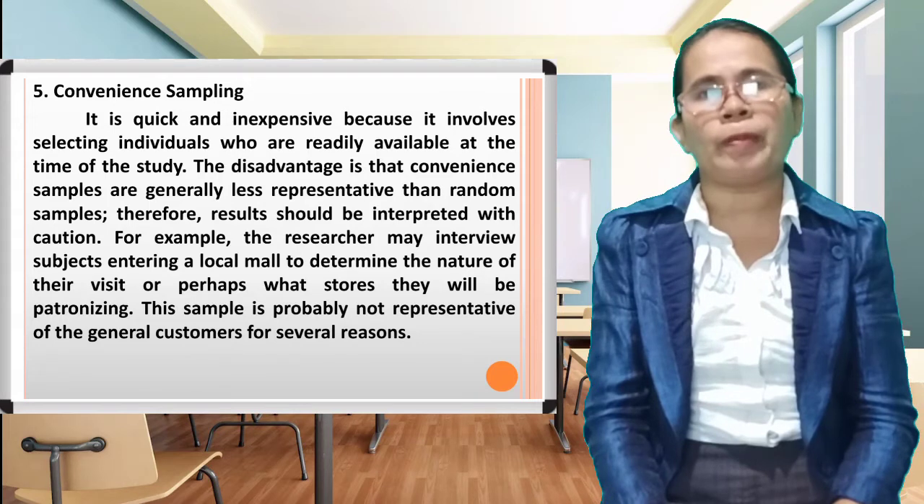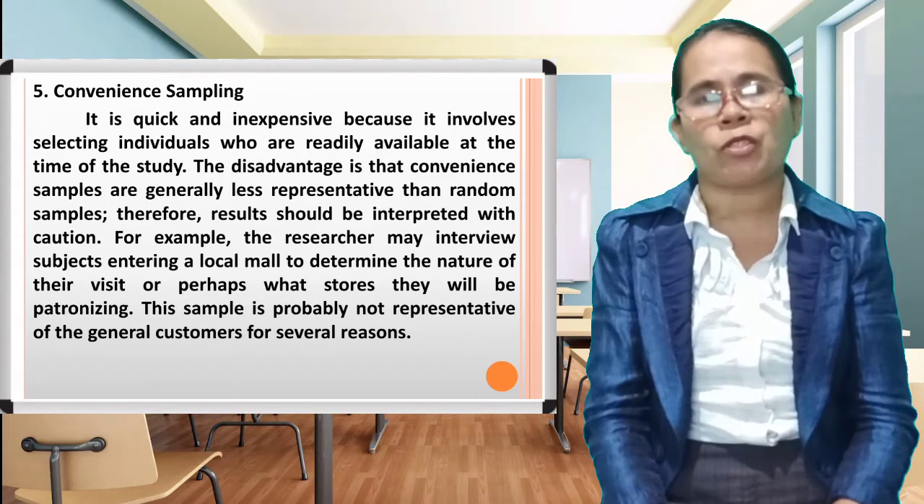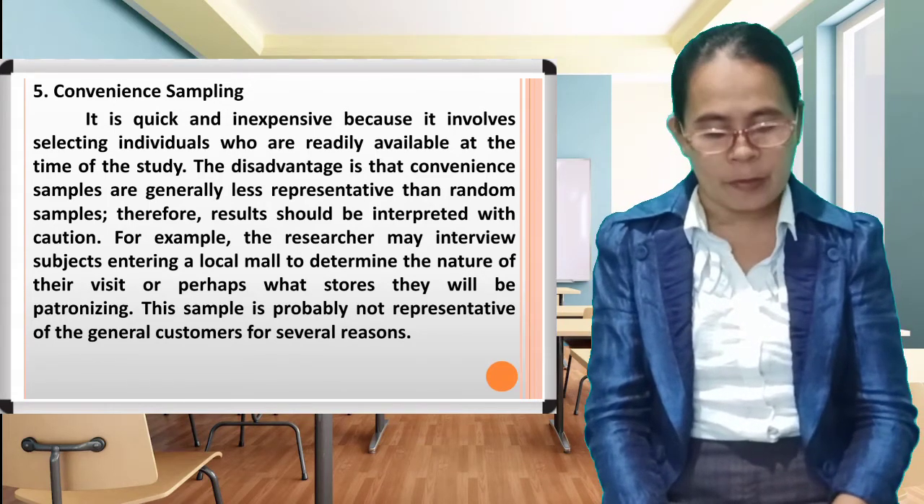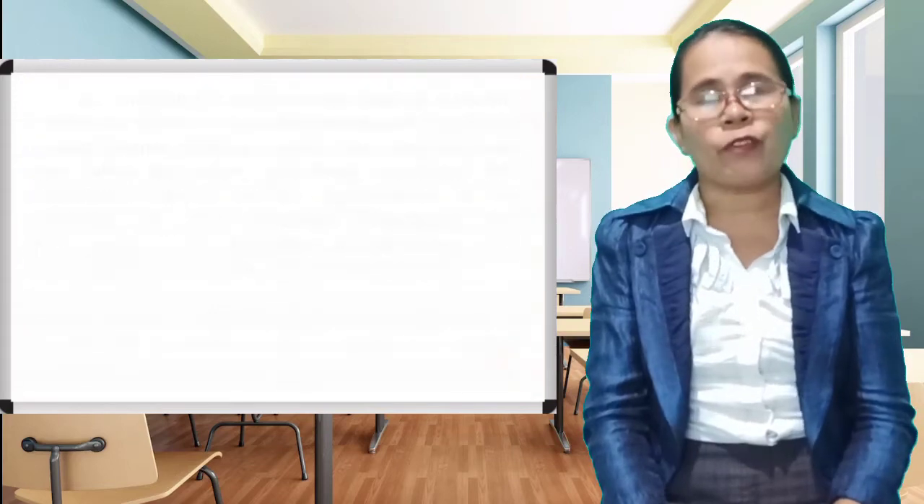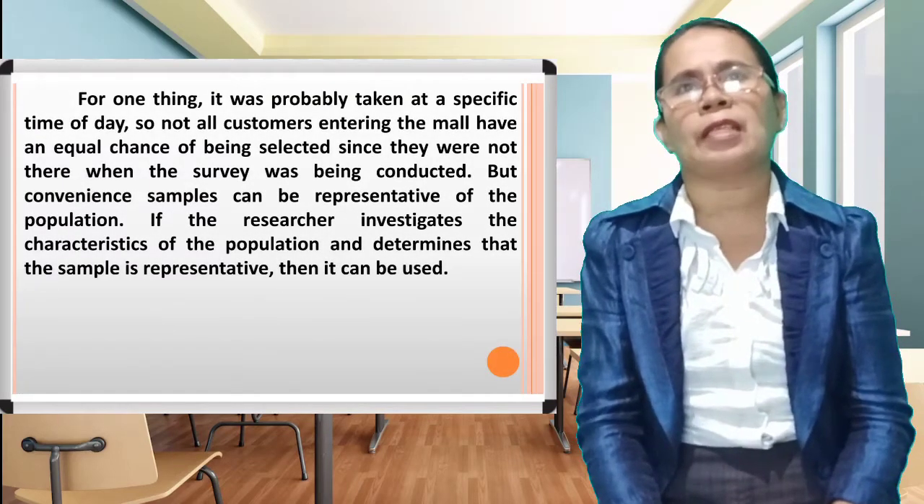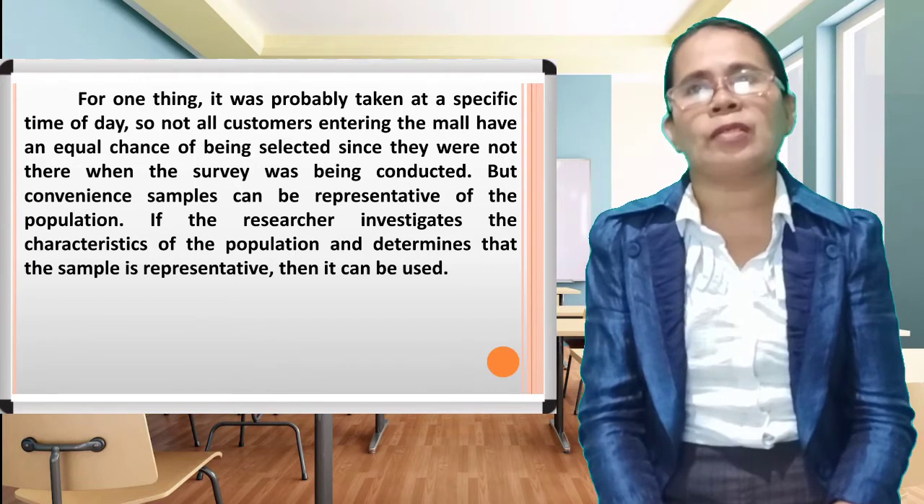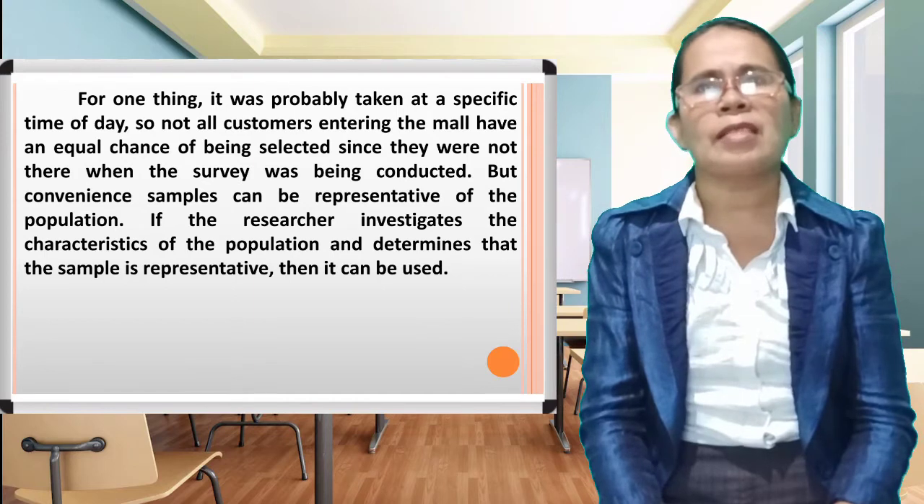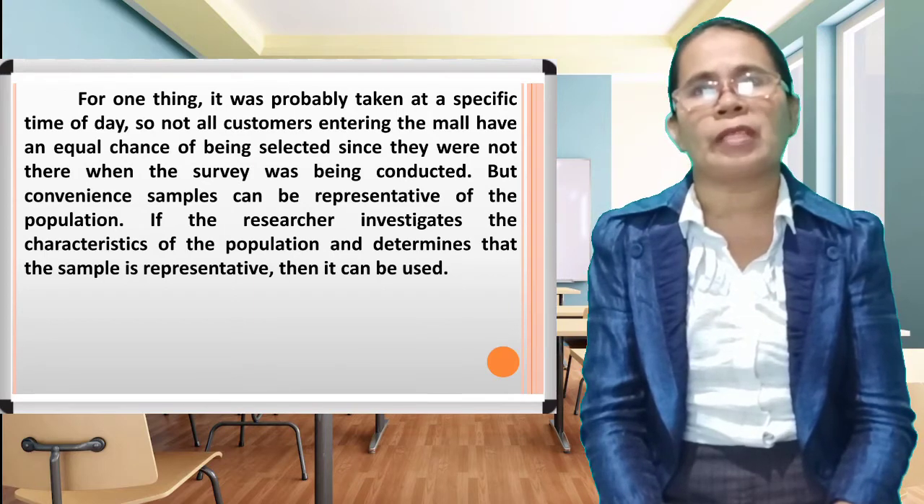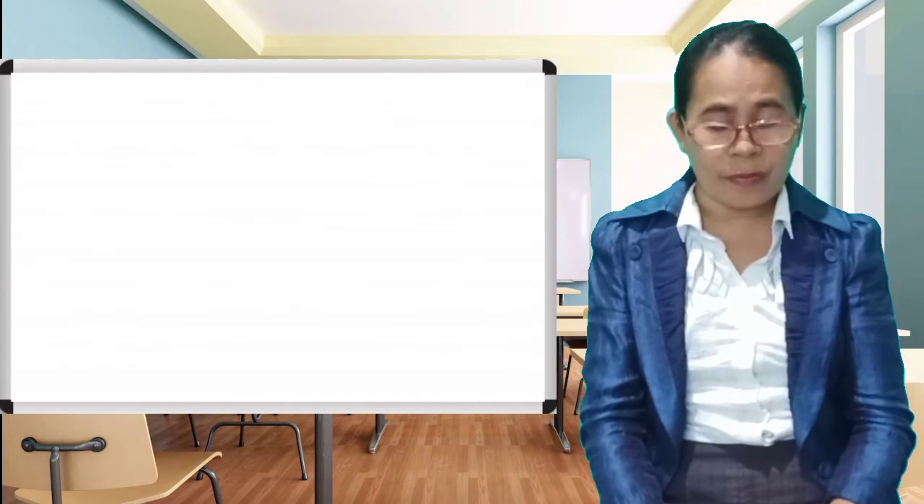This sample is probably not representative of the general customers for several reasons. For one thing, it was probably taken at a specific time of day, so not all customers entering the mall have an equal chance of being selected since they were not there when the survey was being conducted. But convenience samples can be representative of the population. If the researcher investigates the characteristics of the population and determines that the sample is representative, then it can be used.